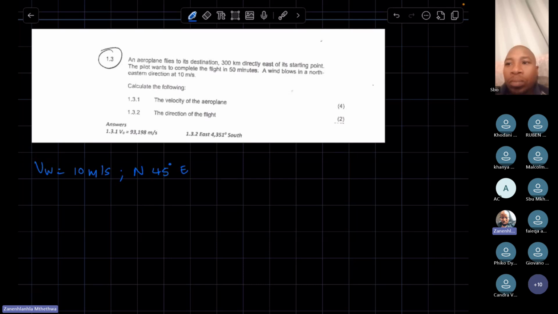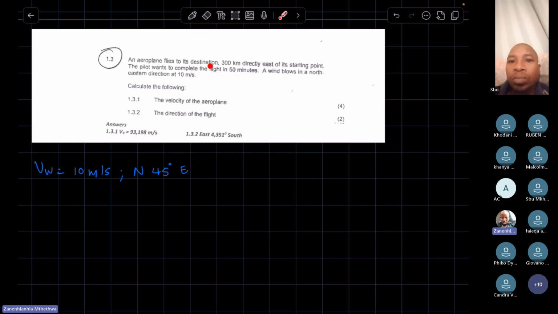Now, let's see what else we've been given in the statement. They said an aeroplane flies to its destination. Now, anything that has to do with destination, anything that has to do with displacement, anything that has to do with time, all of it is for one vector, and that is the resultant velocity. So anything that has to do with destination, displacement, and or time has to do with resultant velocity.